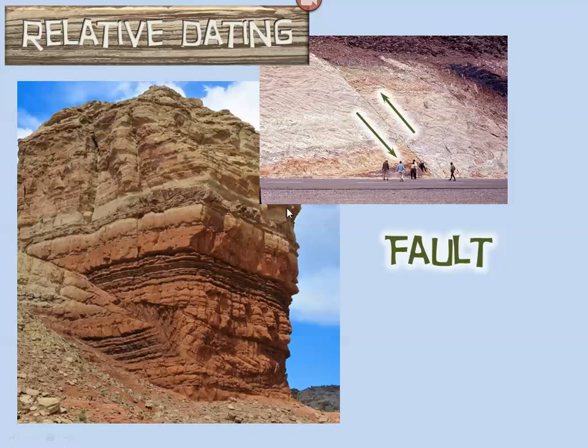And so there's the direction of those two blocks. It's rocks sliding past each other. This lower example is the same kind of thing. You can see where these layers used to line up. They don't line up anymore. So what's happening here? We've got a fault where rocks are sliding past each other.